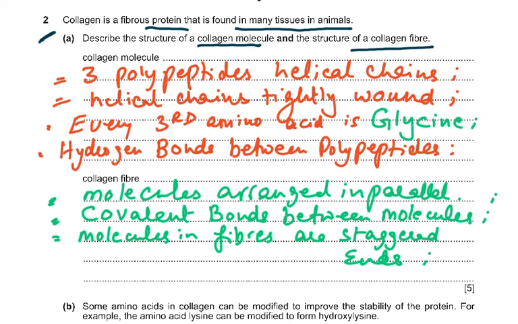So now you can look at the points. Of course, they were very similar to what I just explained to you. Three polypeptides, helical chains tightly wound. Every third amino acid is glycine, hydrogen bonds between polypeptides. Now the collagen fiber is molecules arranged in a parallel manner. Covalent bonds between molecules and molecules in the fiber have staggered ends.